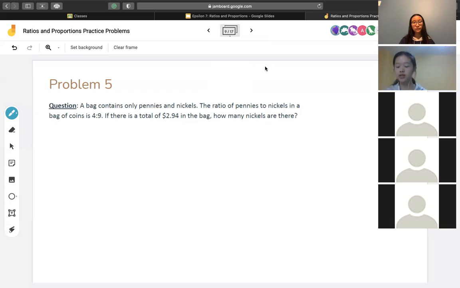And for this question, if you are stuck, the hint that I'm going to give is that you can convert the ratio of pennies to nickels into a ratio of the amount of money in pennies to the amount of money in nickels. And from there, you can use the total to find the number of nickels.